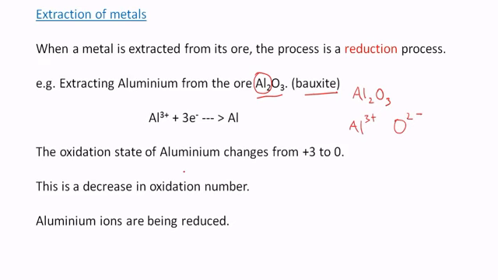Now, if we look at the oxidation state of aluminium, it changes from +3 to 0. Because in the aluminium ion, we see it has a 3+ charge, and in the aluminium solid, the oxidation number is 0. So therefore we have a decrease in oxidation number, and this is called a reduction reaction. So therefore the aluminium ions are being reduced.